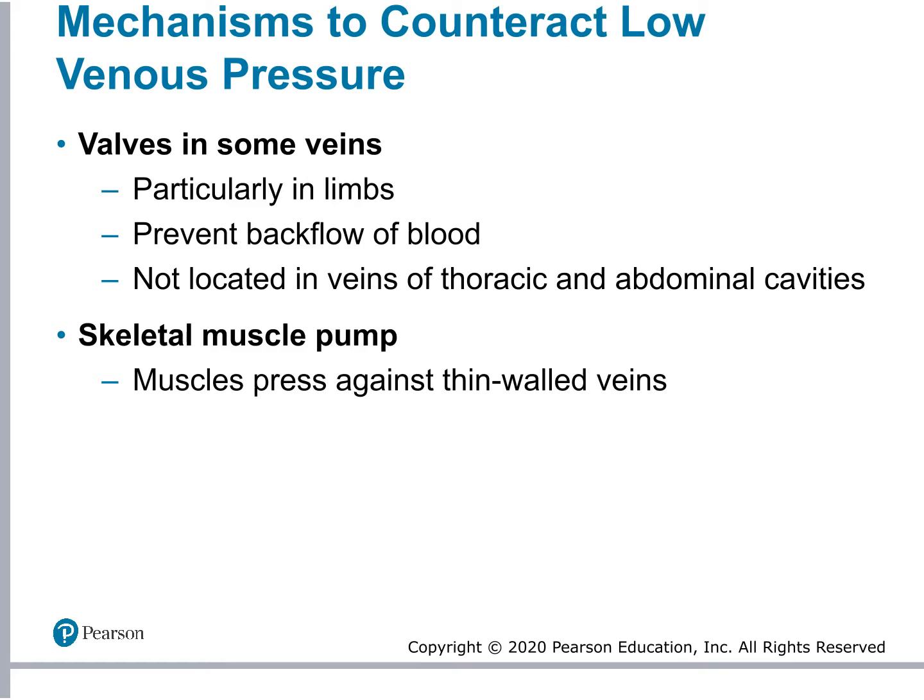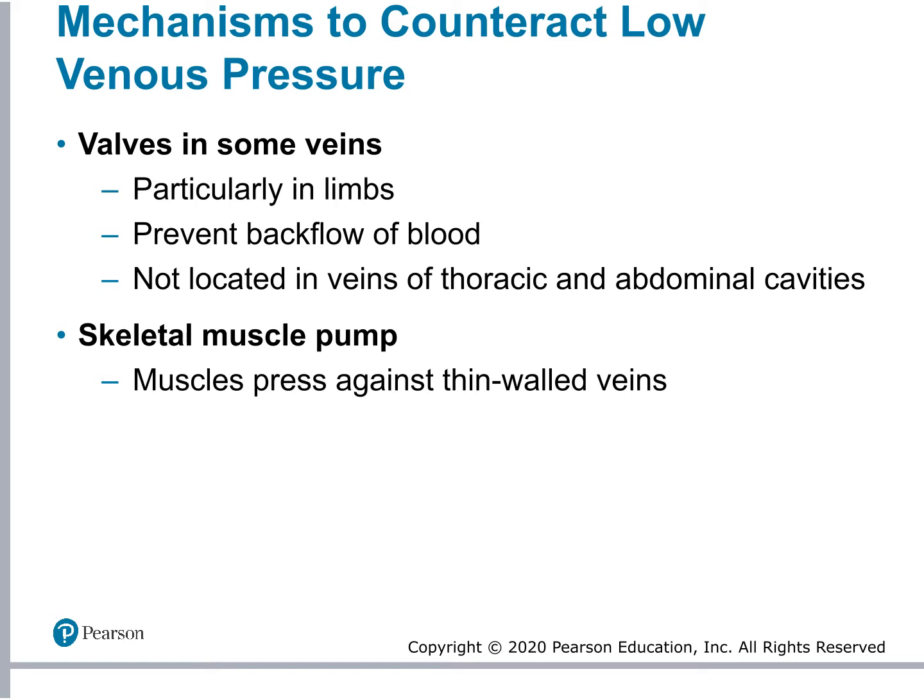So the highest blood pressure is at the aorta, and then as blood travels through the length of the cardiovascular system, pressure gets lower and lower. And then we get to the capillaries where we have the exchange, and then we have the veins returning back to the heart. The blood pressure in veins is really low. So there are some mechanisms in place to help the blood flow back to the heart.